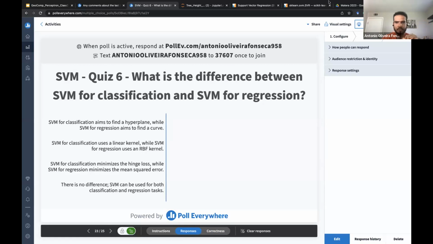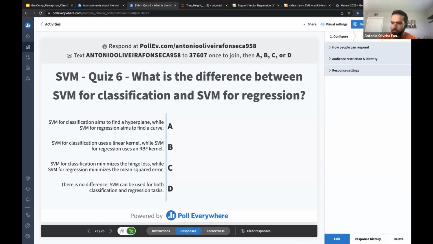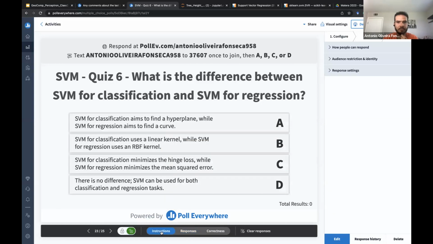Okay, maybe this one. And then we start with the tutorial so we don't get too late. So what is the difference between SVM for classification and SVM for regression?